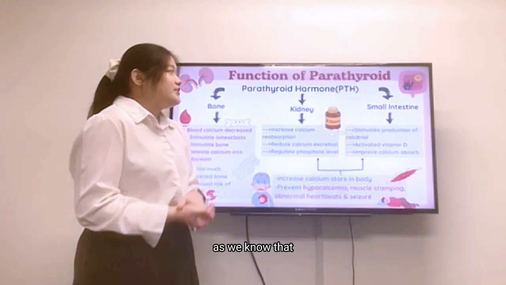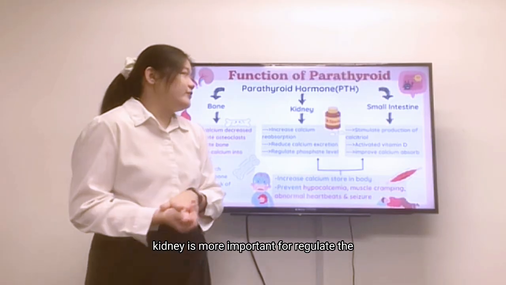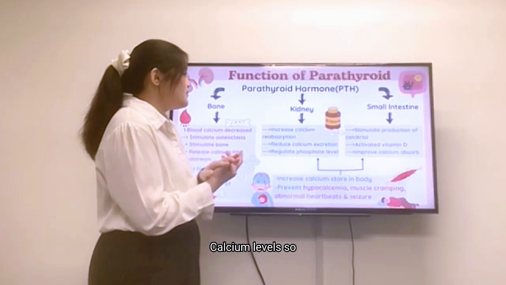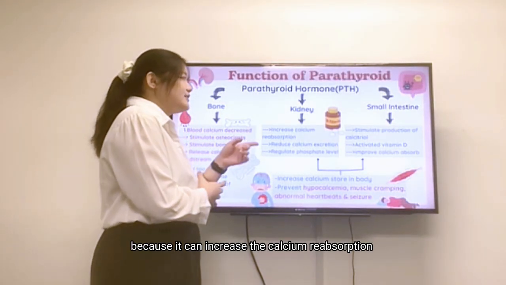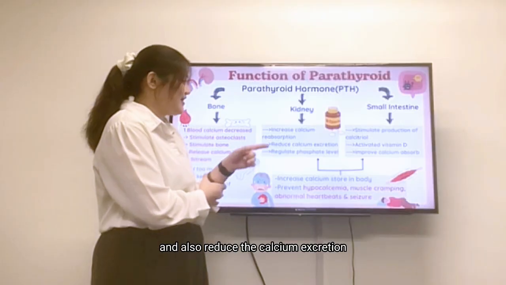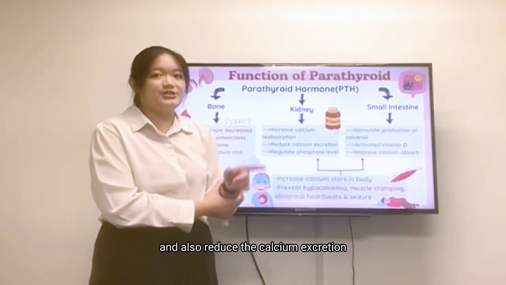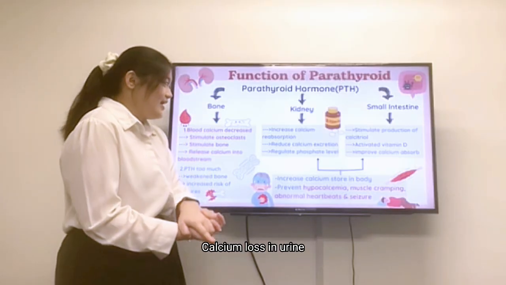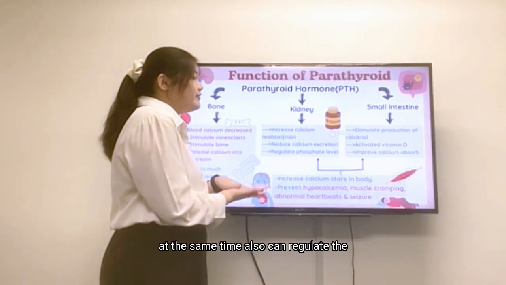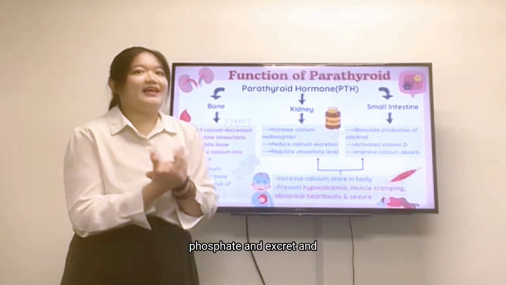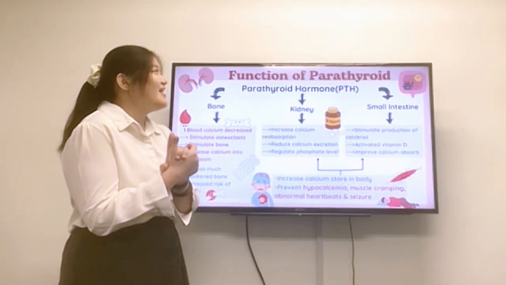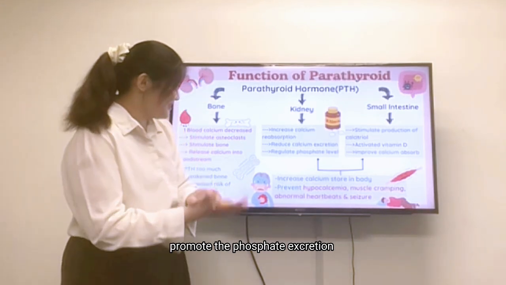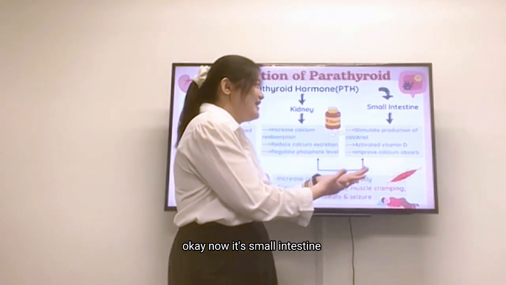So as we know, the kidney is more important for regulating the calcium balance. It can increase the calcium absorption and also reduce the calcium excretion and prevent the calcium loss in urine. At the same time, it can also regulate the phosphate level and promote the phosphate excretion. Okay, now the small intestine.